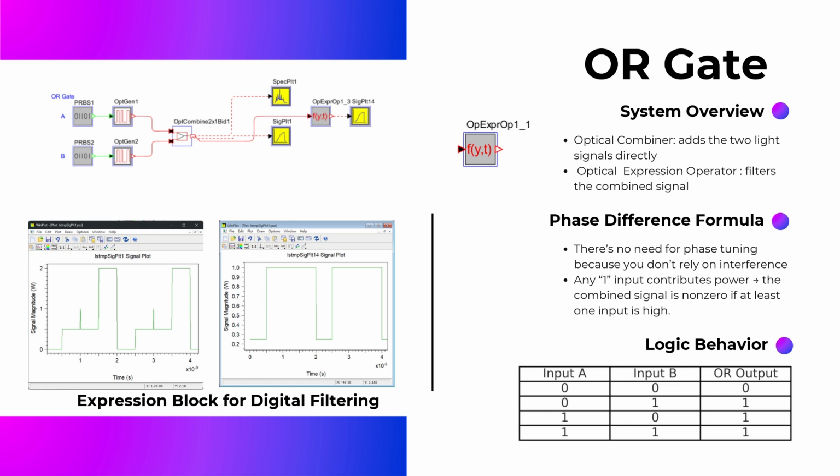The truth table shows the logic behavior of the OR gate. If either input A or input B is 1, the output is 1. The only time it outputs 0 is when both inputs are 0. Looking at the bottom plots, the signal on the left shows the raw combined output, while the signal on the right shows the filtered result after digital processing, thanks to the expression block.